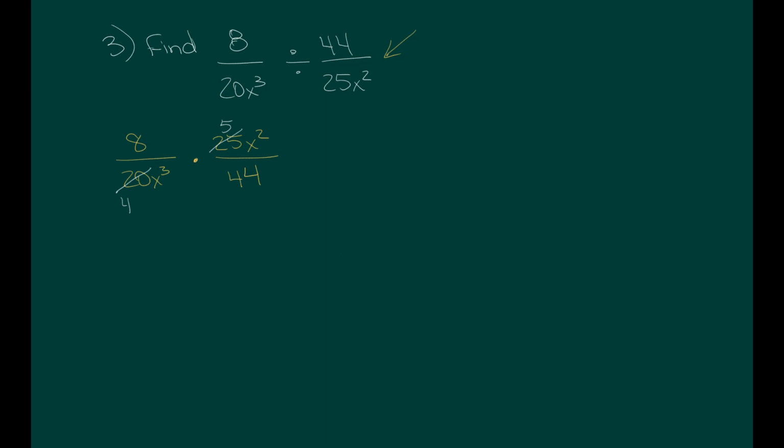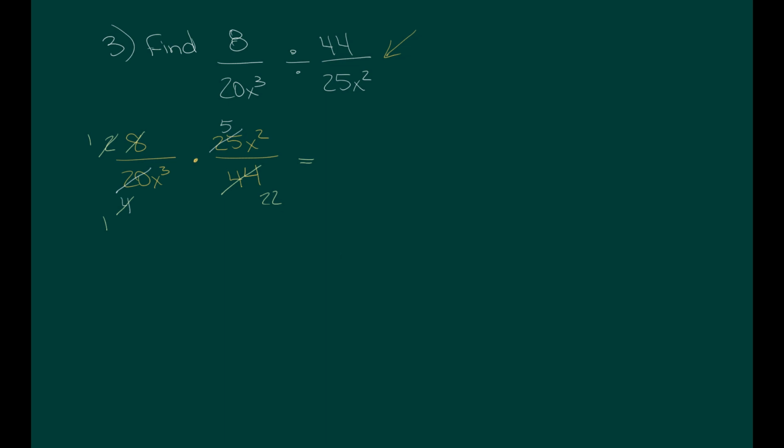Now I'm going to simplify the 4 and the 8. So 4 can go into 4 one time. 4 can go into 8 two times. And then my next step is to simplify the 2 and the 44. So 2 can go into 2 one time, and 2 can go into 44 22 times. So I'm going to write it right now, not simplifying any of my variables, just simplifying my coefficients.